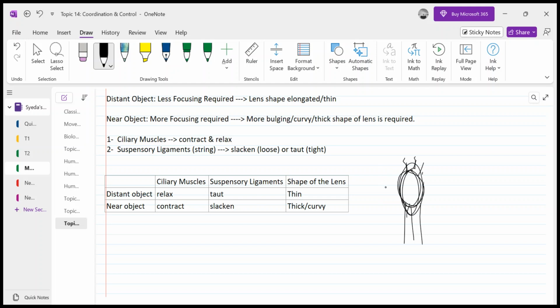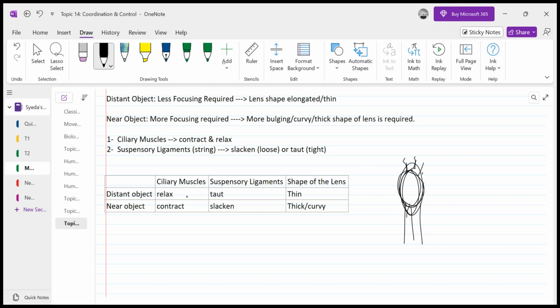Now, in order to see that bird clearly, which is far away from us, the lens has to be elongated because the bird is far away. We do not want fine focus. We do not want more focusing. We only want a little bit of refraction, a little bit of bending of light. For that, this lens has to be elongated. And when this lens has to be elongated, the suspensory ligament would be taut when the ciliary muscles relax.